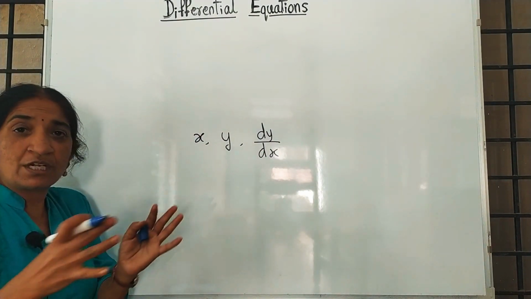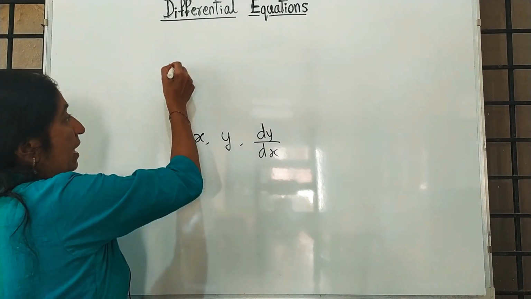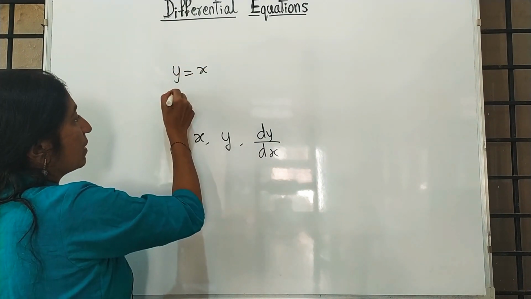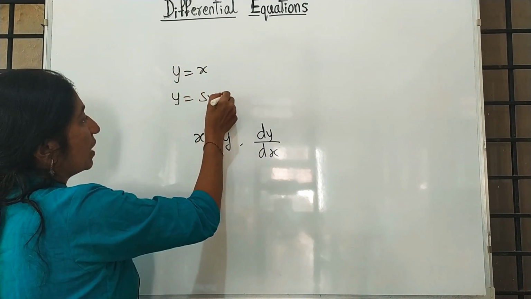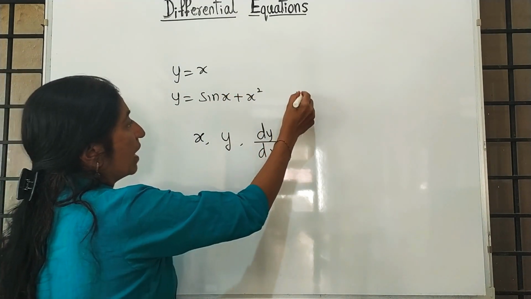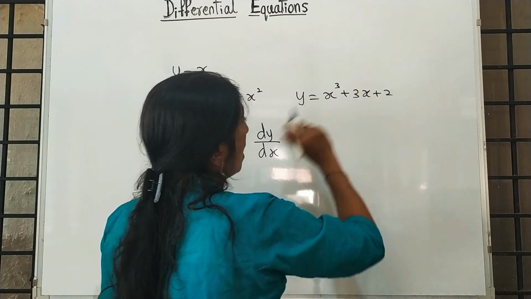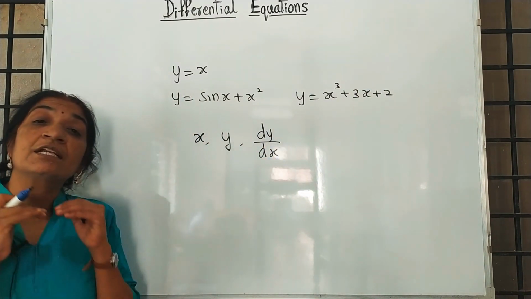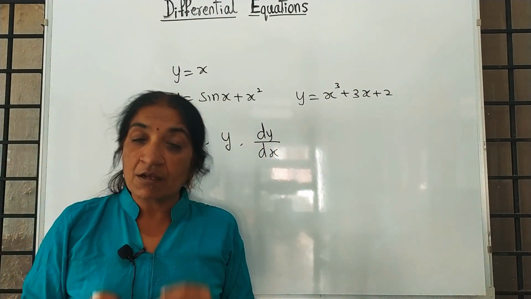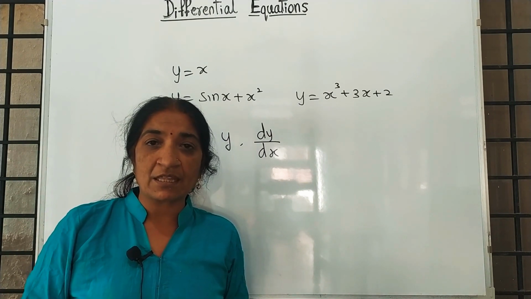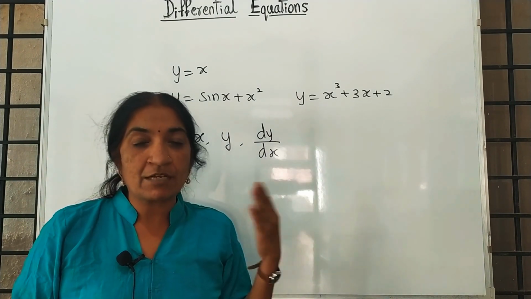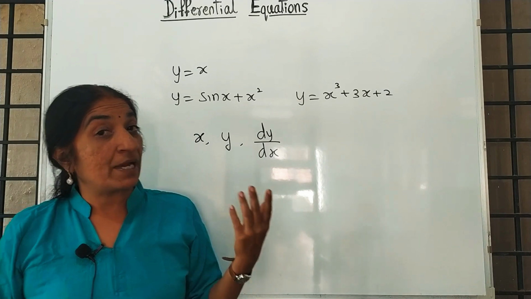See, you have done so many differentiation sums, and in every sum what did you write? y is equal to x, y is equal to sin x plus x square, y is equal to x cube plus 3x plus 2, like that you wrote. And this y is depending on x. Whatever value you select for x, that gives you the y value. That means x is called independent.